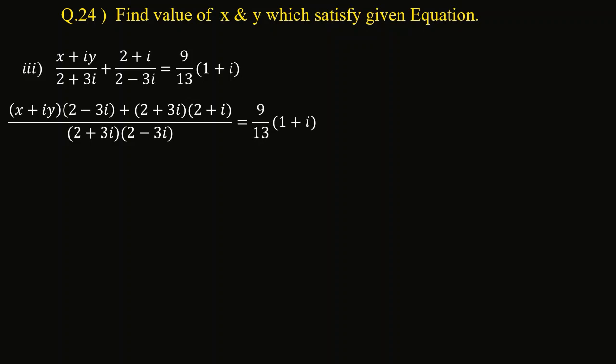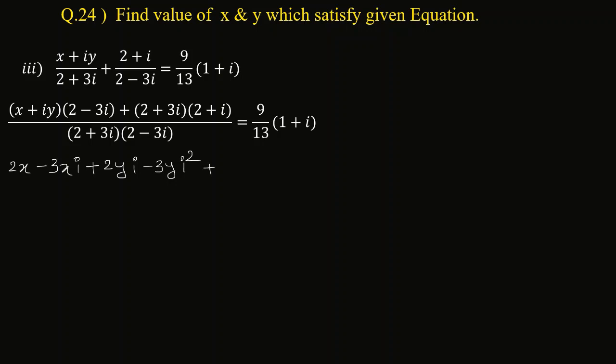Now we multiply the 2 brackets in the numerator. So what we get when we multiply x into 2 minus 3i gives you 2x minus 3x साथ में i. Then next plus 2y multiplied by i. Then next minus 3y multiplied by i square. This is the multiplication of the first two brackets.